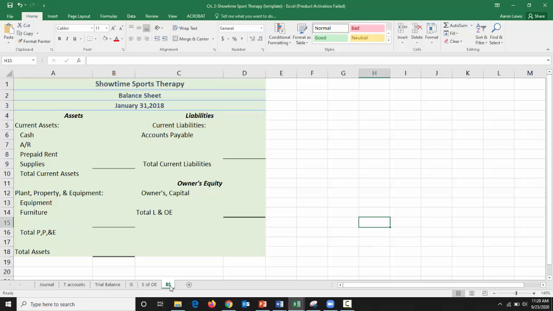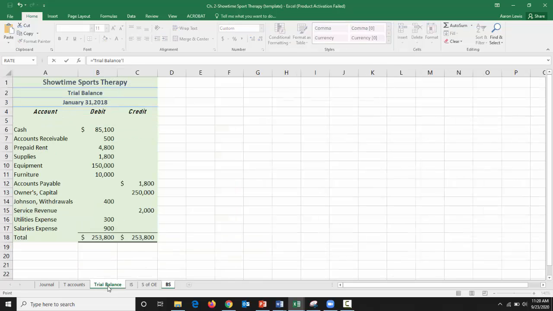And we're going to put ours in a classification called plant, property, and equipment, because our equipment and our furniture, they're not going to be useless to us after a year. Those are things we're going to have for a very long time. So what we want to do now is grab the balance of all of our asset accounts. For cash, we're going to go right to the trial balance and find the number that we had. It was $85,100.